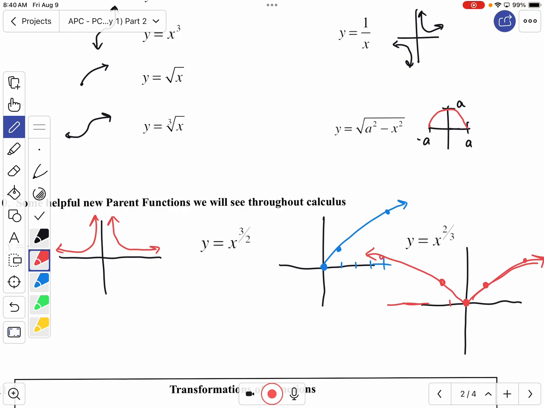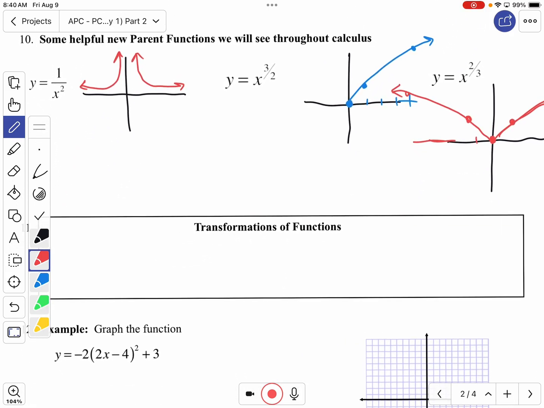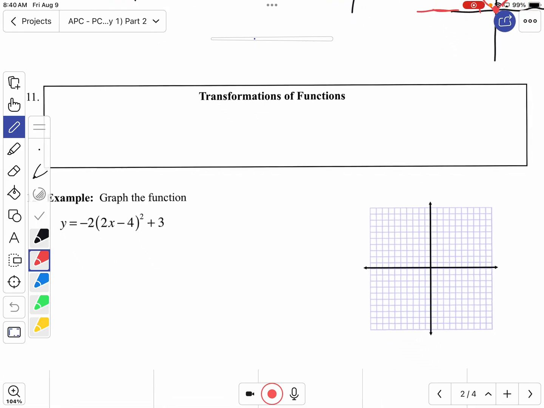Now, does trig fit into that? Yep, it sure does, but we're going to do that on Monday. We'll kind of give them their own little place. So just some basic functions that you will see over and over again in calculus, things that we got to think about, domain and range, that are unique in terms of how they're found. All right. So let's talk about transformations.